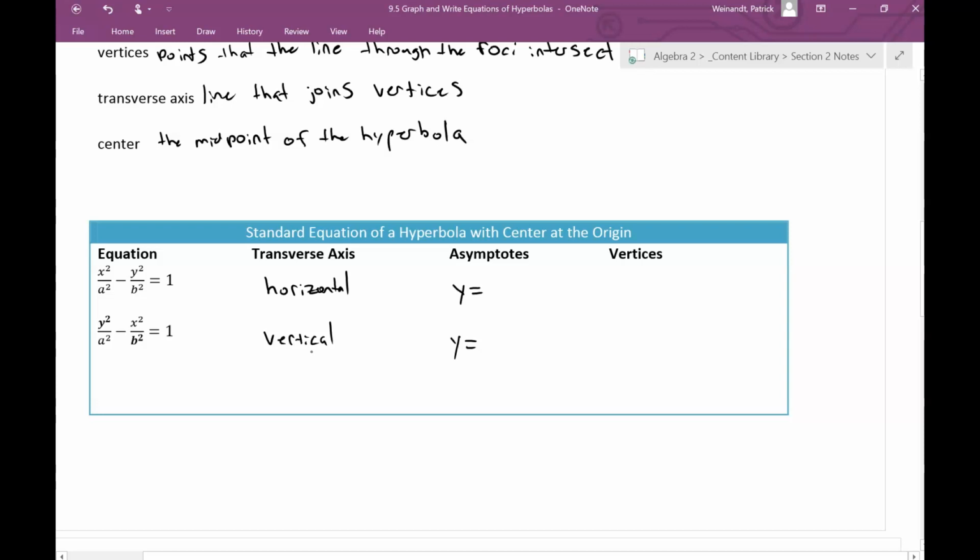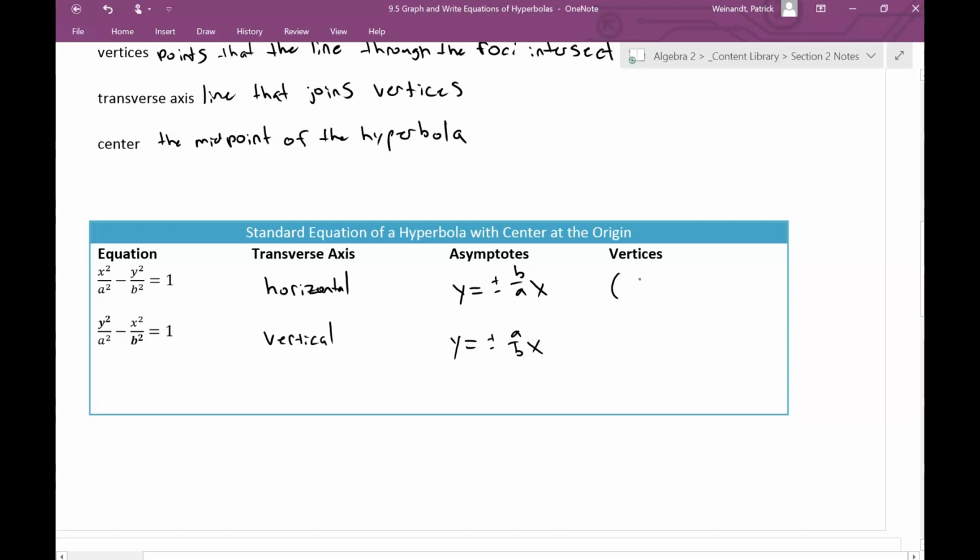The asymptotes you're going to kind of have to memorize. It's found by doing plus or minus. If it's a horizontal transverse axis, it's plus or minus b over a x. Notice that those asymptotes were neither vertical nor horizontal like we've seen several times before. They're actually just linear equations through the origin. And they're found by taking the ratio of b over a when it's horizontal, and then the inverse of that when it's vertical. So plus or minus a over b x, because there's two lines.